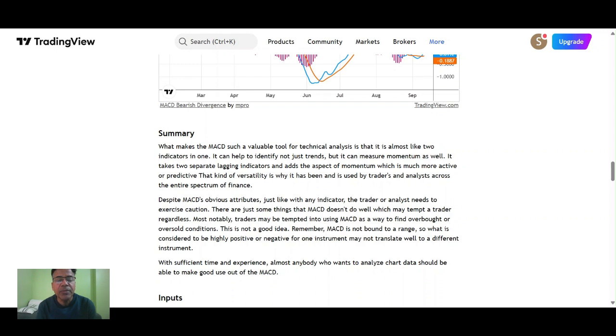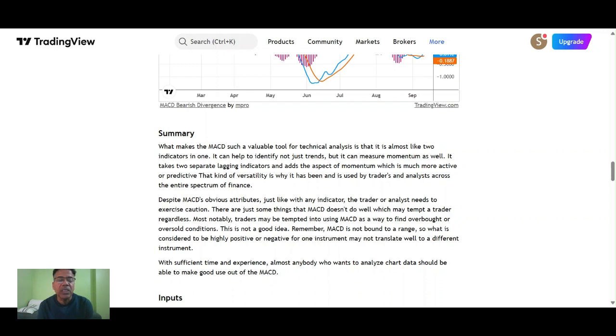Despite MACD's obvious attributes, just like any other indicator, the trader or analyst needs to exercise caution. There are some things that MACD doesn't do well, which may still tempt traders. Most notably, traders may be tempted to use MACD to find overbought or oversold conditions. This is not a good idea. Remember, MACD is not bound to a range.